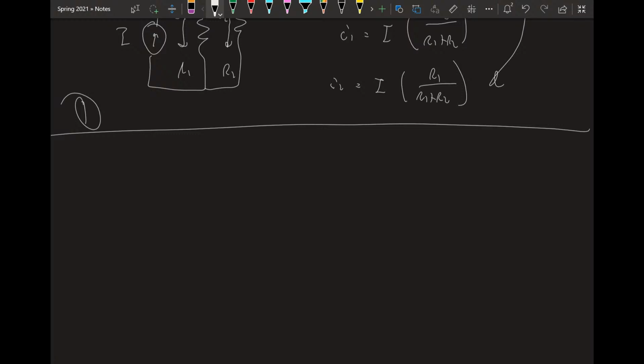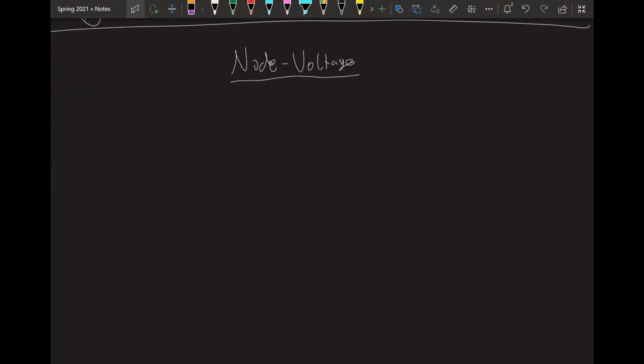We're going to move on to the big circuit analysis technique, probably one of the more important ones, node voltage. So keep in mind, this is based on Kirchhoff's current law. So you kind of need to know KCL to be able to do this.